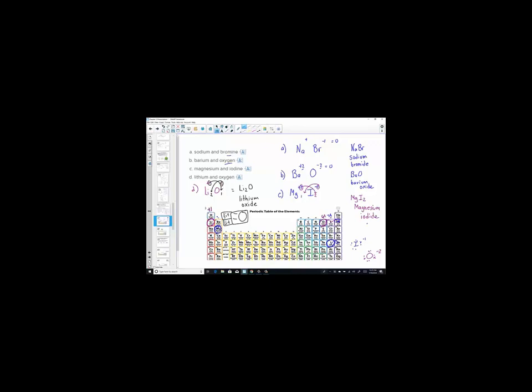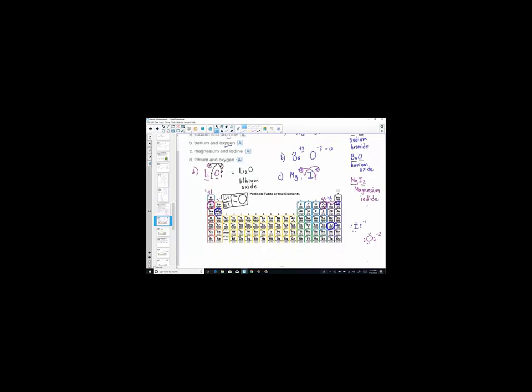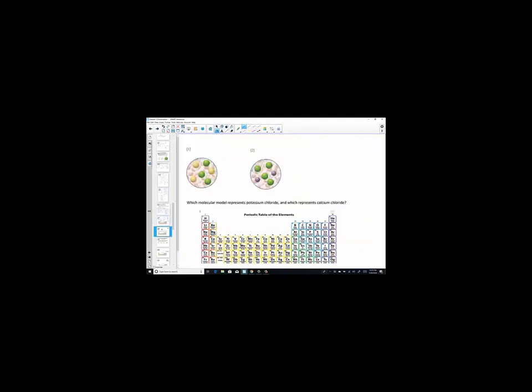We're writing binary ionic compounds. Binary means 2 elements. Sodium bromide, barium oxide, magnesium iodide, and lithium oxide, binary ionic compounds. Here's a question that asks us to consider molecular models. Which one would represent potassium chloride and which one would represent calcium chloride?